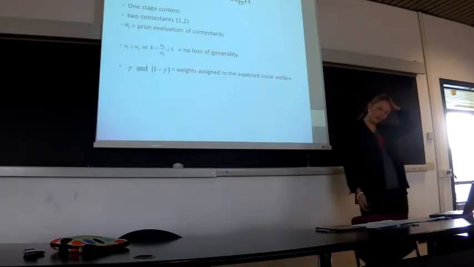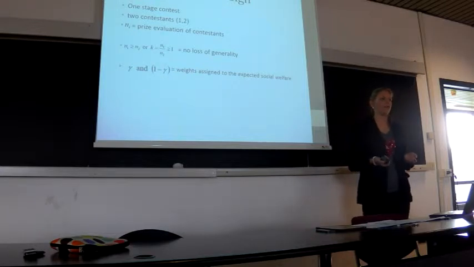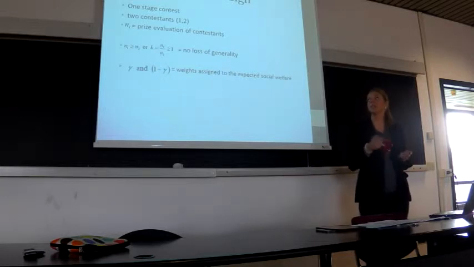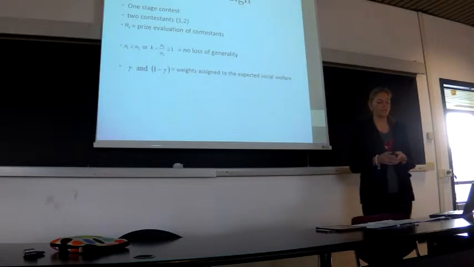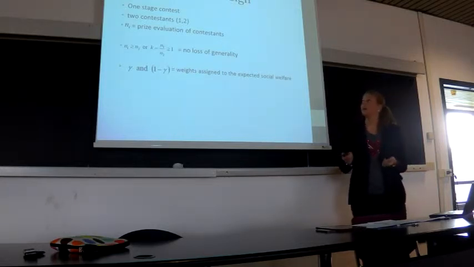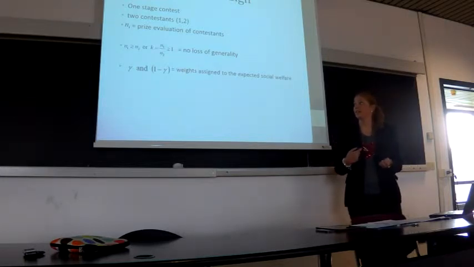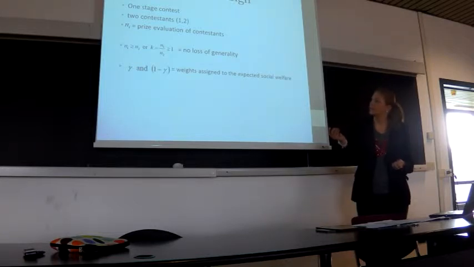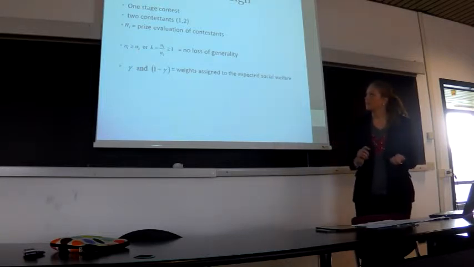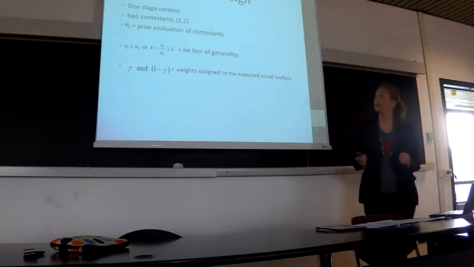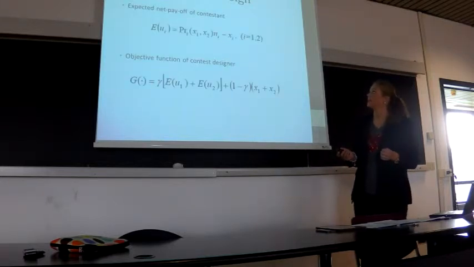So we will talk about the optimal contest design, which the designer has to choose. It's a one-stage contest with two contestants, 1 and 2. 1 is the highly motivated, and 2 is the low motivated. v_i is the prize evaluation of the contestants, and this equation here guarantees that there's no loss of generality. And then we will see this.